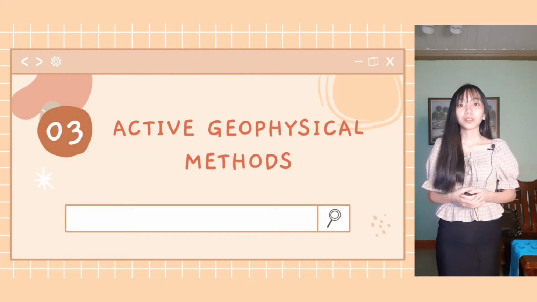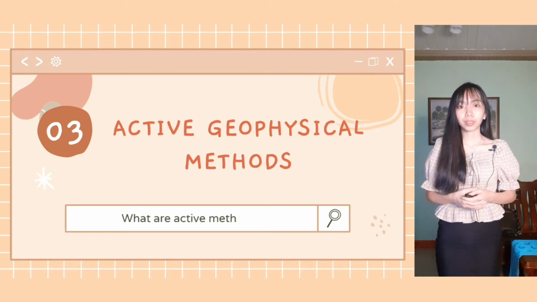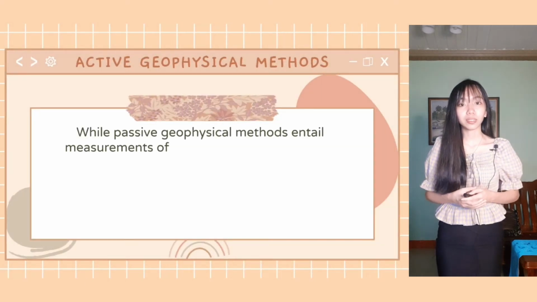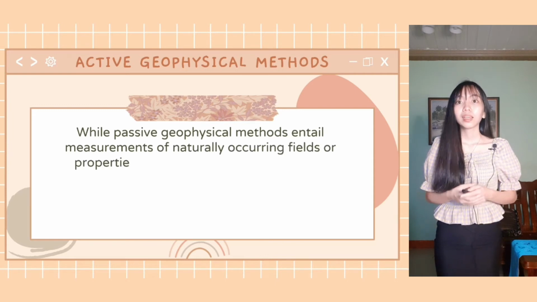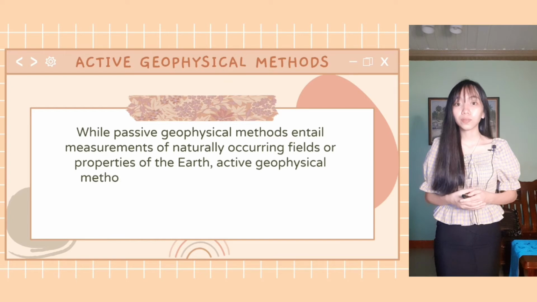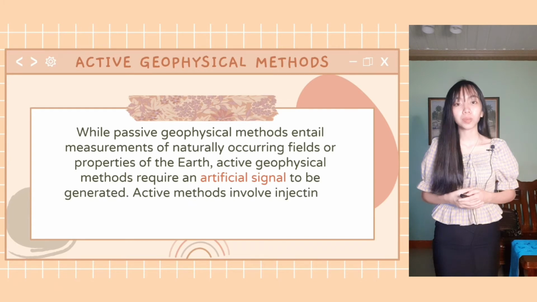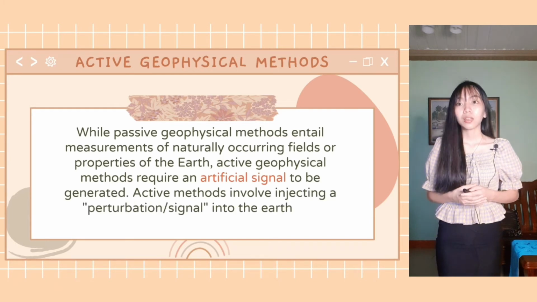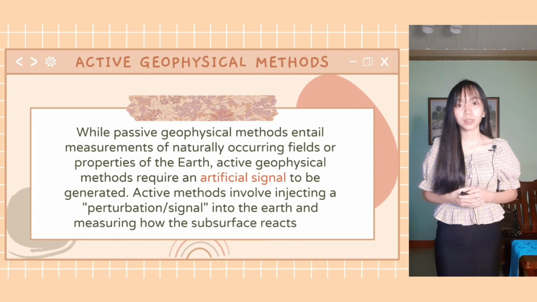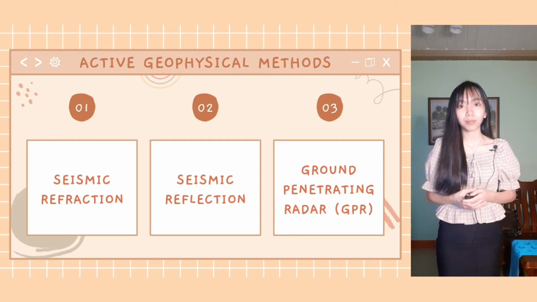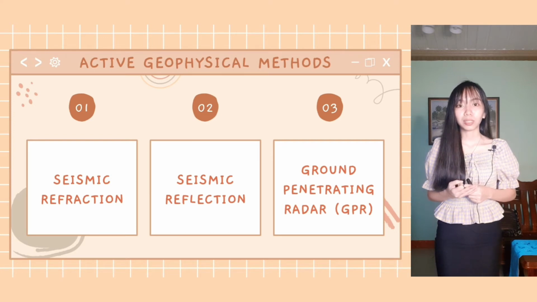Now, let's proceed to our third topic, the active geophysical methods. So what are active geophysical methods? While passive geophysical methods entail measurements of naturally occurring fields or properties of the Earth, active geophysical methods require an artificial signal to be generated. Active methods involve injecting a perturbation or signal into the Earth and measuring how the subsurface reacts to it. Now, we have three methods that are classified as active geophysical methods: the seismic refraction, seismic reflection, and ground-penetrating radar.